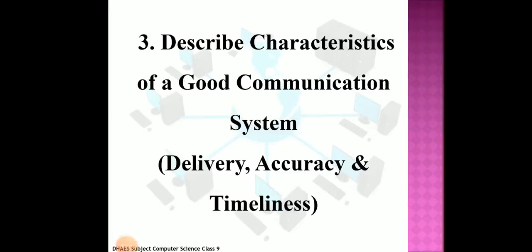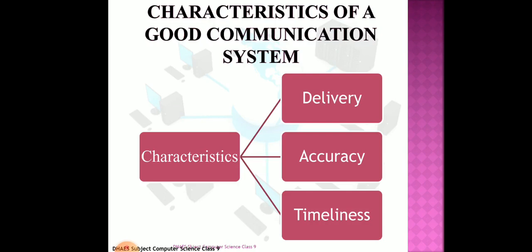Discussing the third objective of this lesson, characteristics of a good communication system. There are three main characteristics of a good communication system. Number one, delivery. Number two, accuracy. Number three, timeliness.